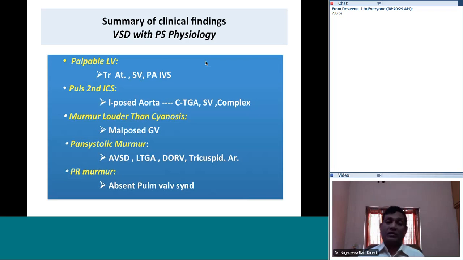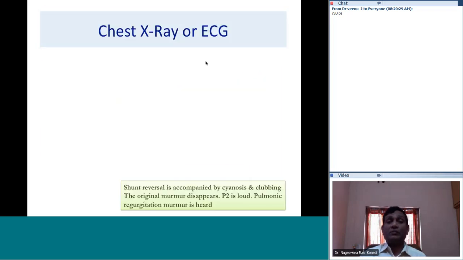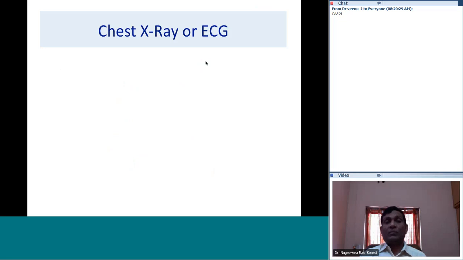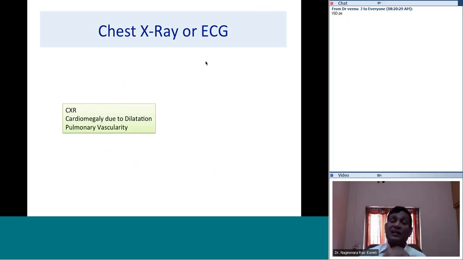Presence of pulmonary regurgitation murmur, either Eisenmenger syndrome or tetralogy of Fallot with absent pulmonary valve syndrome. So I'll just quickly go through a couple of examples. When you are asked to choose X-ray or ECG, X-ray will give information about cardiomegaly due to dilatation and pulmonary vascularity. So when you are in a confused state to decide vascularity, you have to choose the X-ray, and if you want to identify the cardiac enlargement, you have to choose the chest X-ray.